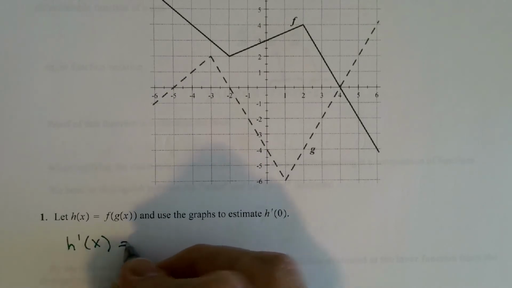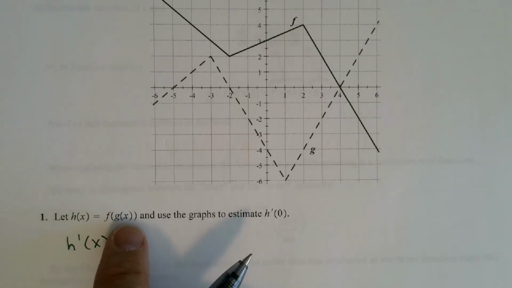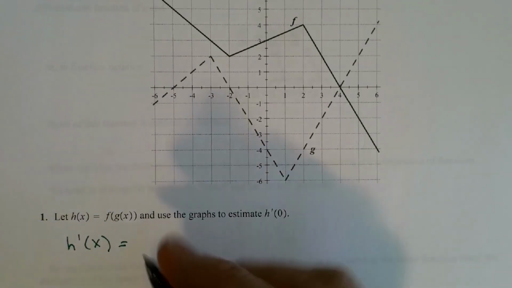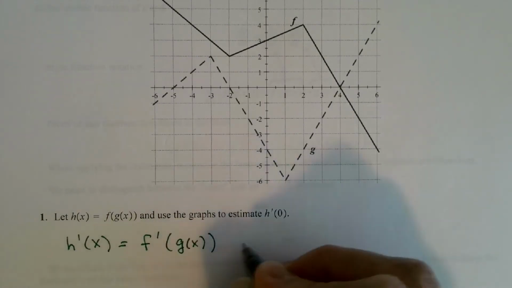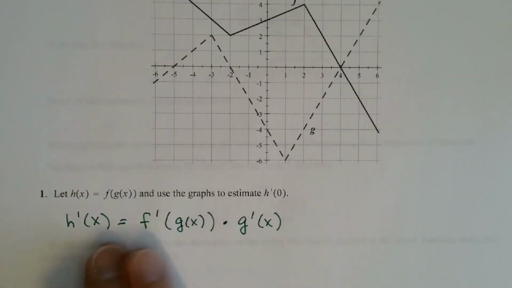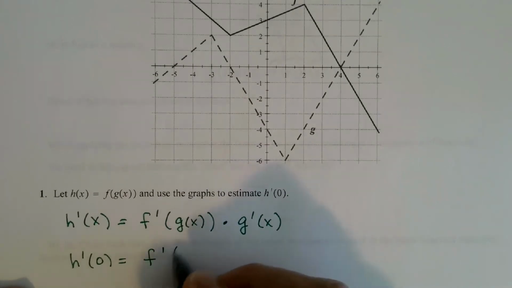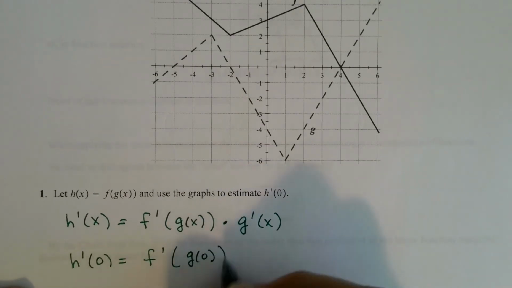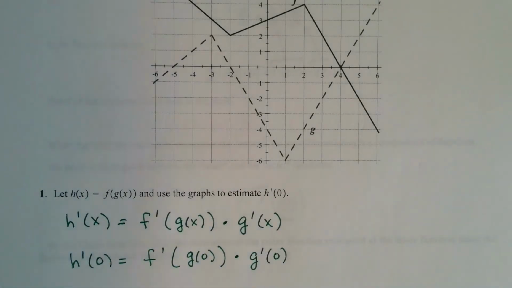So how do I do that? Composition means chain rule, right? f is the outer function, g is the inner function. Derivative of the outer function, evaluate the inner, times the derivative of the inner. So it's basically just the chain rule. There's the formula for h prime of x. So that means now I can plug in. So h prime of 0 is f prime of g of 0 times g prime of 0. First of all, I need to know what is g of 0.